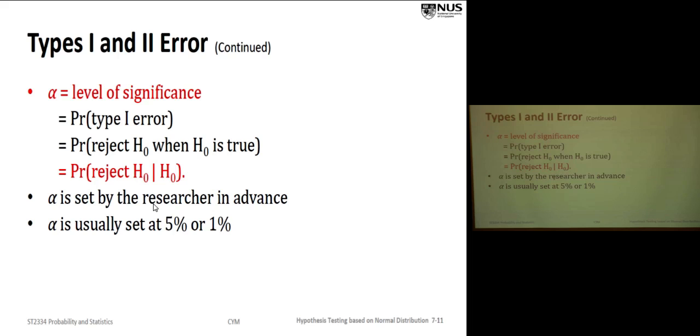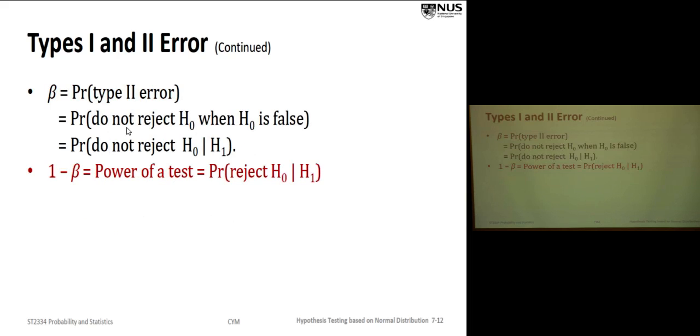Okay, and then hopefully our beta is going to be small as well, because remember, beta is the chance of the type 2 error, which is the chance that you don't reject the null hypothesis when it is indeed false. That is the probability that you do not reject the null hypothesis given H1, which basically means H0 is false. And so 1 minus beta is called the power, of course, and so we want tests with large power. Okay, that's what I said before.